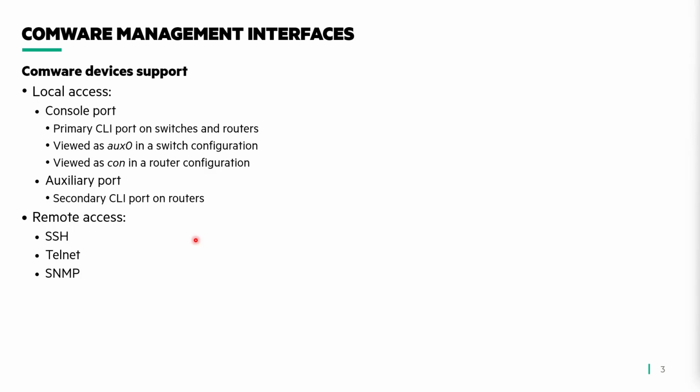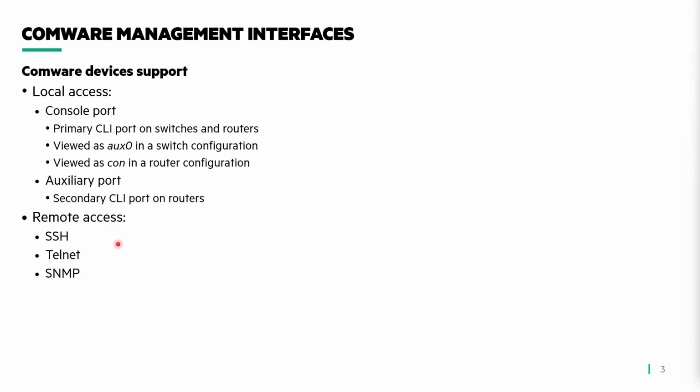So when we need to manage Comware devices, we can manage them locally through the console port or through the auxiliary port. Now, you can come across switches or routers. In terms of naming convention, for switches we call it console, if you like, auxiliary 0. That's the main console port for the switch. And for the routers, the auxiliary port is secondary access. For the routers, we use console. So the word console in routers means console as we know it. Auxiliary is the secondary CLI port that you can connect to and manage the routers as well, out of band management.